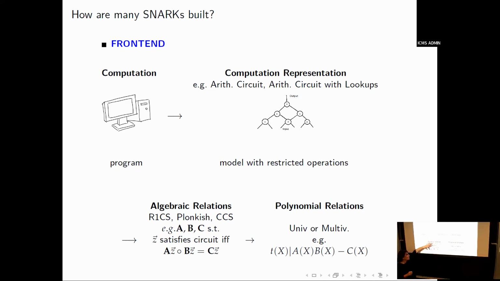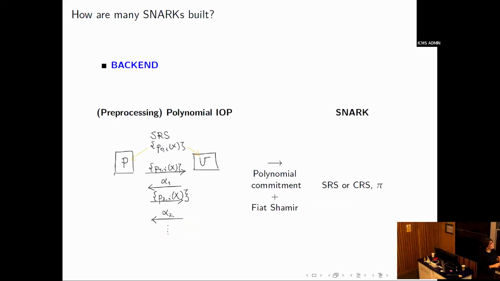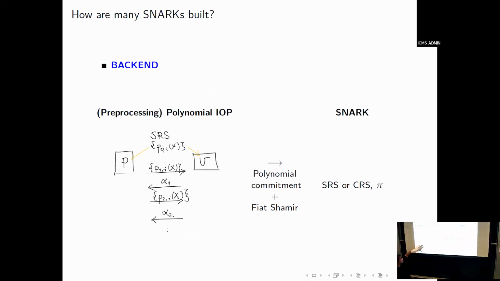There are ways to get to the polynomial relations in which we really have to do a lot of work, but often there's an automatic way to translate algebraic relations into polynomial relations. So we have a computation, and we rewrite it in a way because later we want to do zero knowledge. Then, when we have written this computation, now come the cryptographers, and they create a proof for that and deliver this proof. And this is usually also defined in two steps.